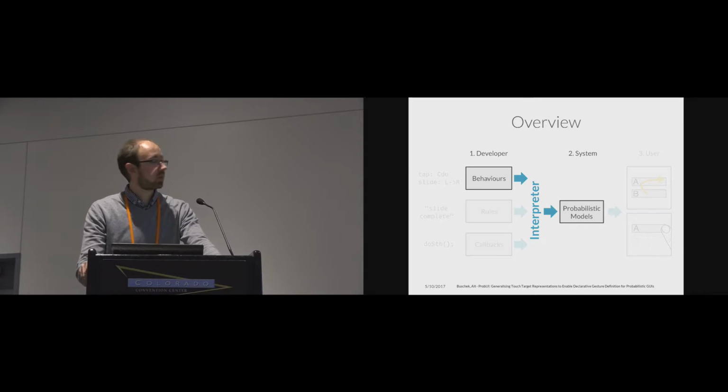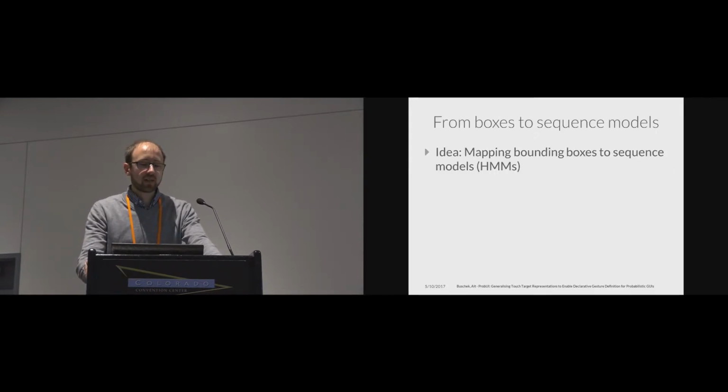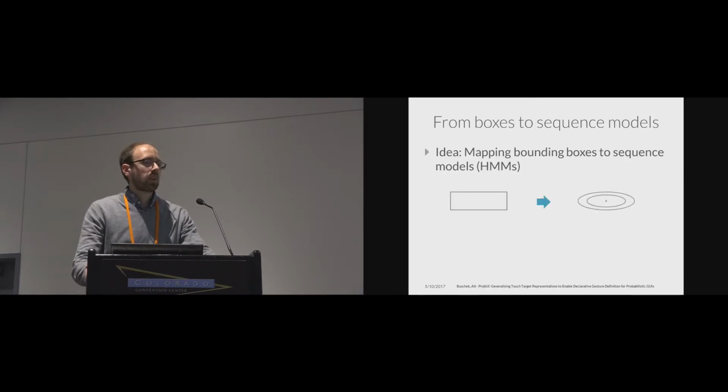Okay, so I'm skipping the rules and callbacks here for the sake of time, but they are described in the paper, of course. So let's take a look now at how we derive these probabilistic models from these behaviors and the other components. And the basic idea is that we try to find a mapping from the bounding boxes to sequence models, and we use a simple hidden Markov model. Here's some intuition. If we start with a box, we can replace that with a distribution, a Gaussian, as commonly done in adaptive keyboards, for example, and that allows us to take a first step towards a probabilistic world.